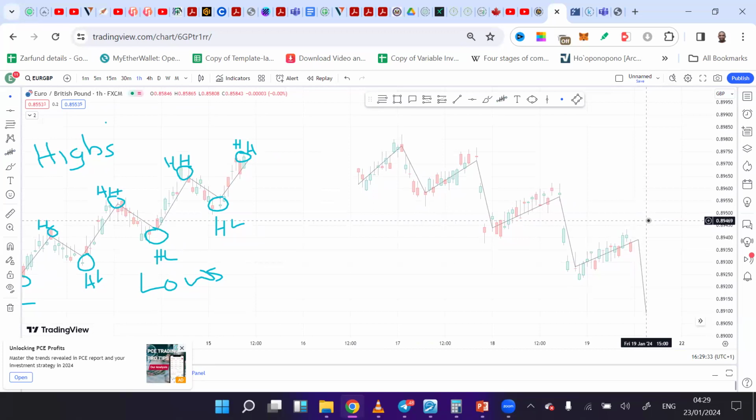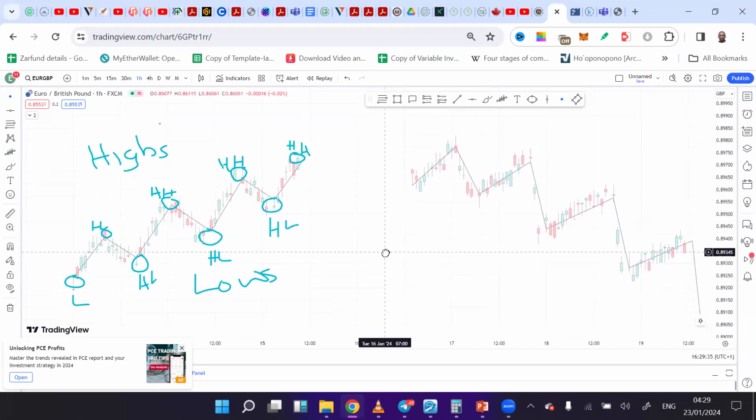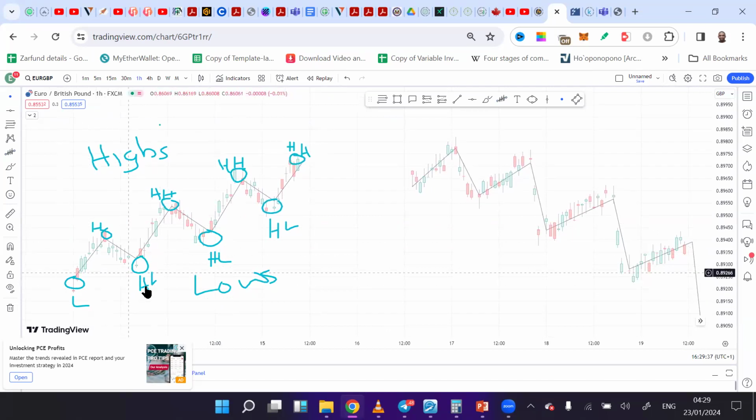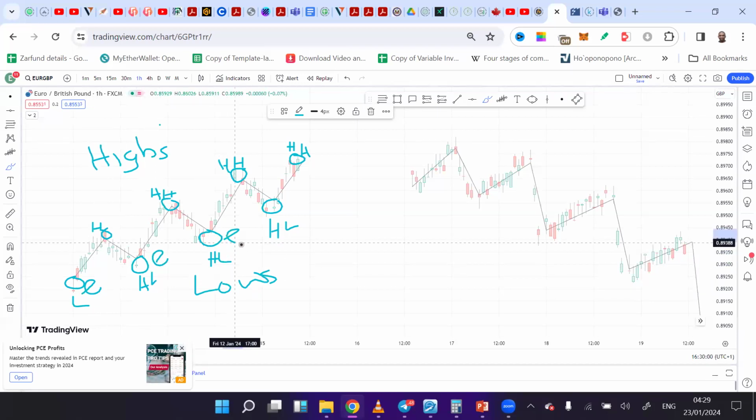Entry points. Now, in an uptrend, these areas of higher lows are our entry points. Remember, we said we are looking predominantly for buy trades. These areas are what we call our entries. This area, the lows, is where we enter. Entry, entry, entry, entry, entry. These are entries.